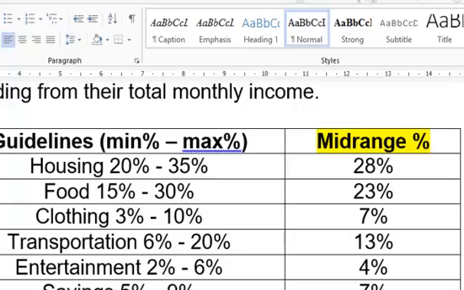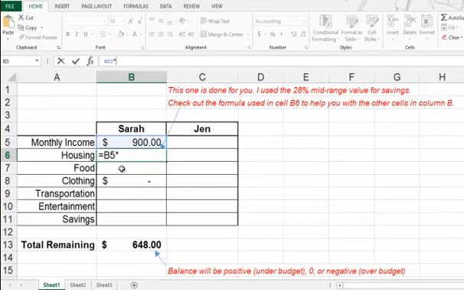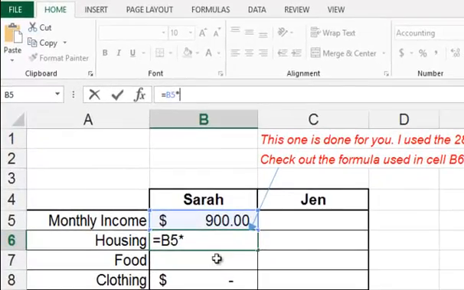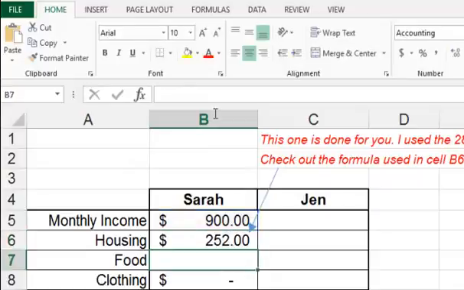Okay, so remember 28%. We're going to multiply 900, which is cell B5, by 28%. So I'm going to type 28% right here. And by the way, we could type it as 28%, or we could go 0.28. Either one of those will get the answer, 252, which is $252.